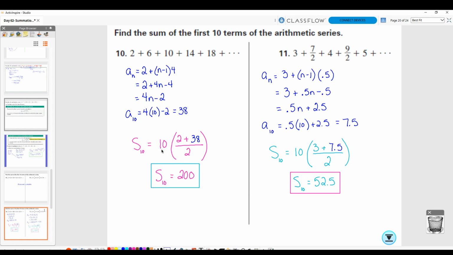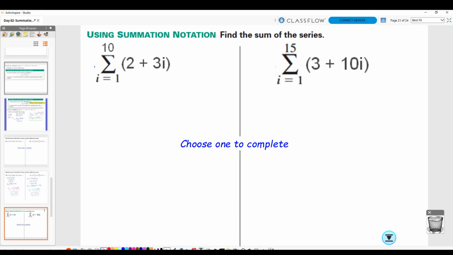This one is just adding a half each time. First 10 terms comes out to 52.5. Okay, these are finite sequences. Generate the list, maybe the first 2 or 3 terms and then the last one, and then use the arithmetic summation.